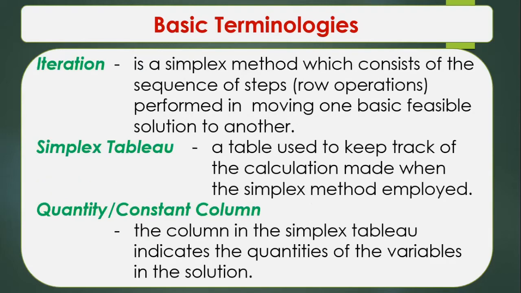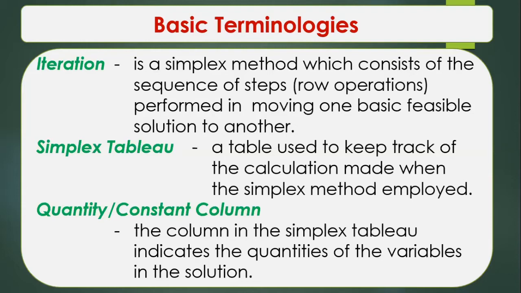And if we say artificial variable, it is a computational device used in linear programming to achieve an initial solution to the problem. Next, we also have what we call iteration. And if we say iteration, it is a simplex method which consists of the sequence of steps or row operations performed in moving one basic feasible solution to another.